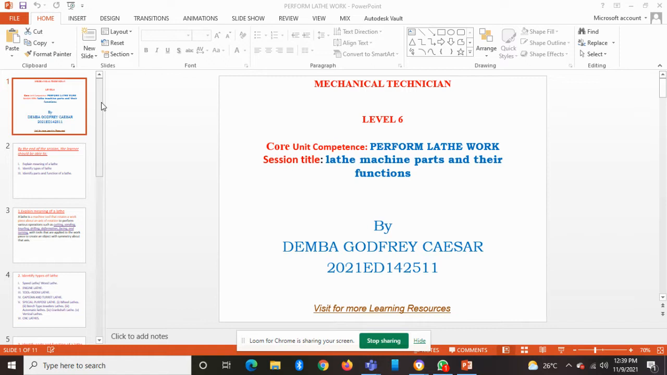In the previous class, we talked on welding methods, where we zeroed in on arc welding and gas welding. At the same time, we touched on weld joints, in which we focused on lap joint and seam joint. Today, we are doing a different thing: lathe machine parts and their function.